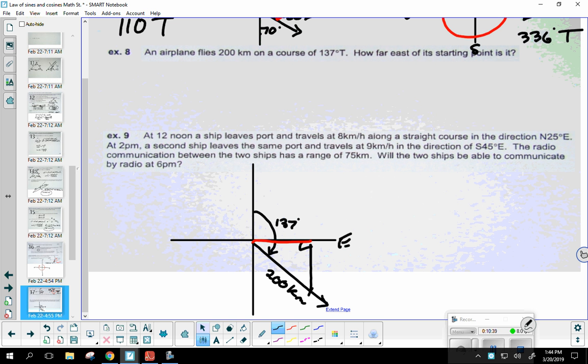Okay, so 137 minus 90. So what would this little angle be right here? 47. That would be 47. Okay, so this would be 47 degrees right here. So the whole measure is 137, but just that little one there is 47 degrees. And do we actually have enough information here to find what we need?